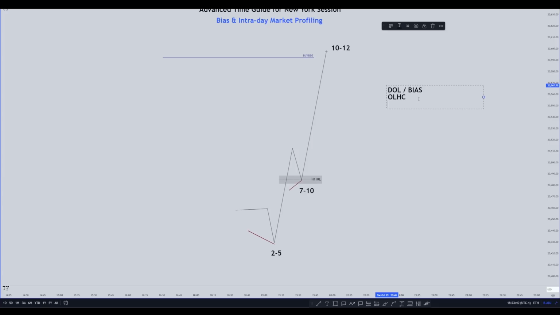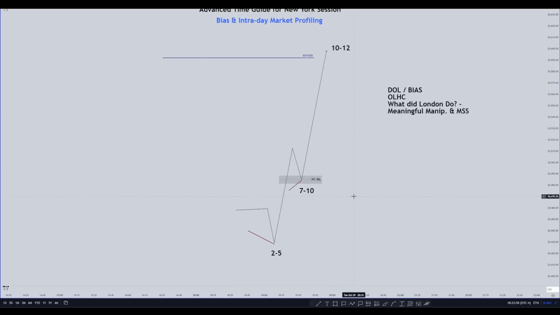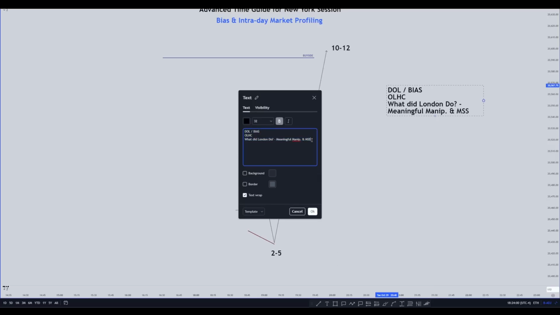Then we're going to look at what did London do? Did we create the low of this day? I'm looking specifically at manipulation, meaningful manipulation, and a market structure shift or a SISI outside of that range. If we got that, then New York should expand. If we did not get that, then New York is likely to reverse. So yes, New York open expansion into London close between 10 to 12. No, then New York will reverse.